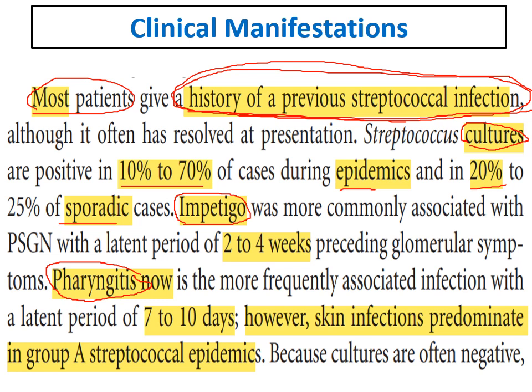Impetigo or skin infections usually occur within 2 to 4 weeks before the glomerular affection. 2 to 4 weeks, don't forget that. And pharyngitis can occur 7 to 10 days before the glomerular affection. So skin infections have a much longer latent period. However, skin infections usually predominate in group A streptococcal epidemics. In epidemics, skin infections are much more common.